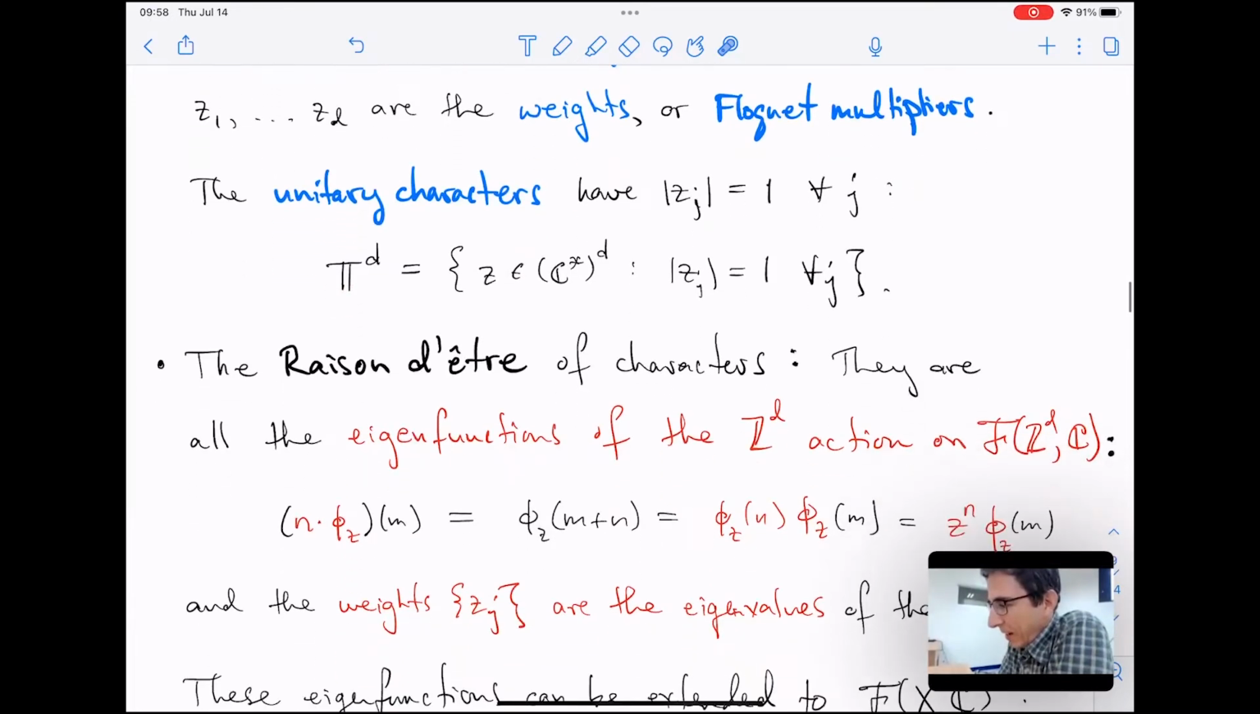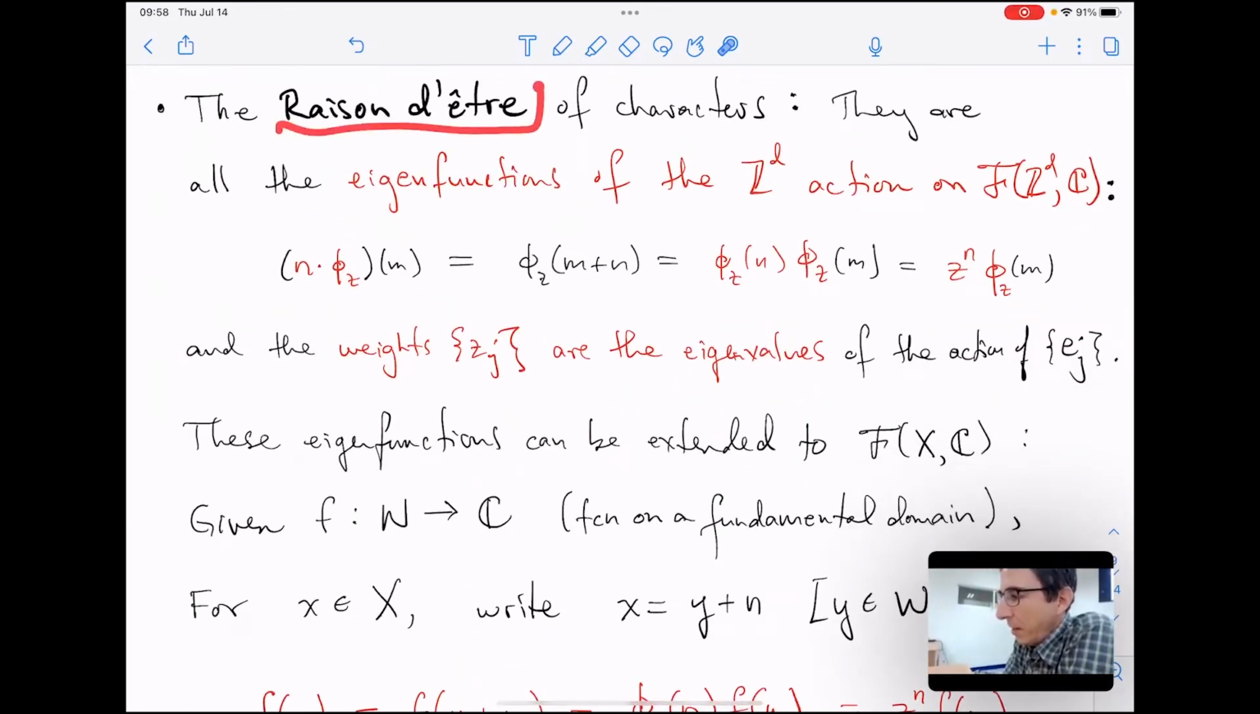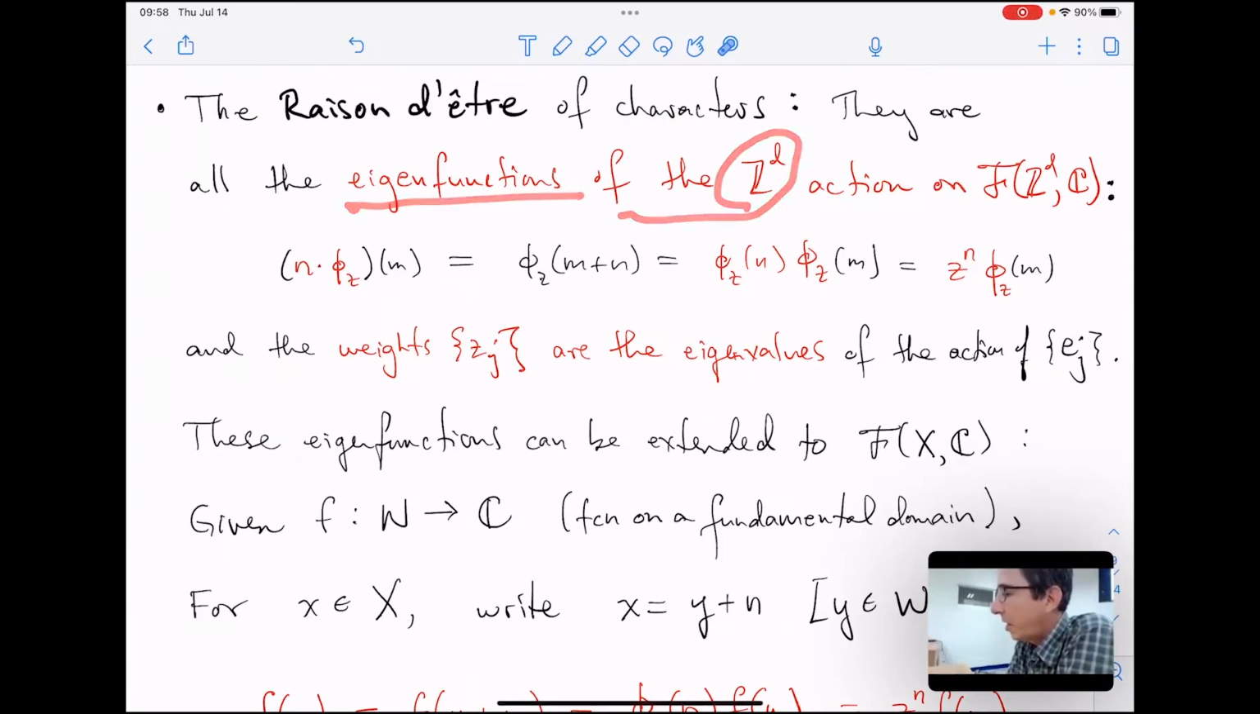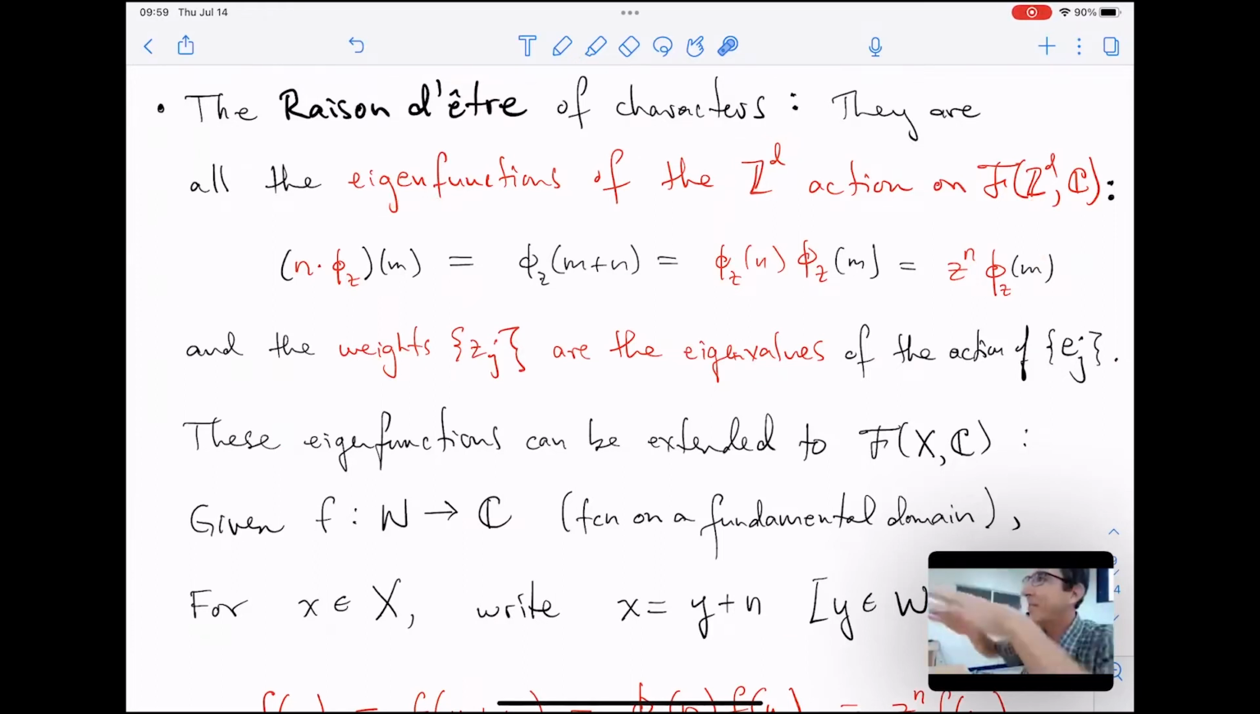What's the reason for existence of characters? This is really important in Fourier analysis. This is pervasive in all Fourier analysis, and then goes into representation theory when things become non-commutative. So the characters, the homomorphisms from the group to C*, are eigenfunctions of the Z^D action on itself, basically on functions from Z^D. Suppose you just have one orbit, then you can just identify the X space with Z^D itself.